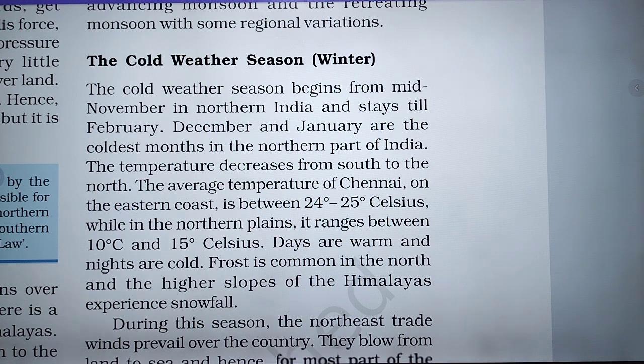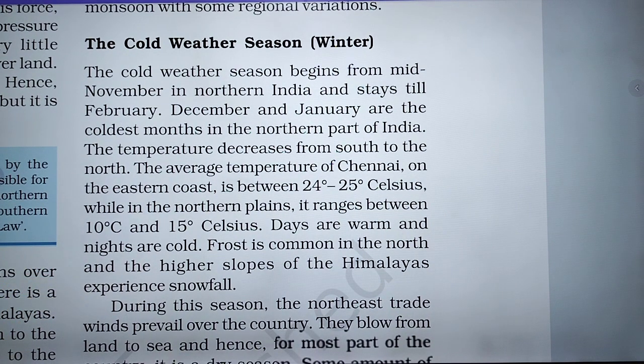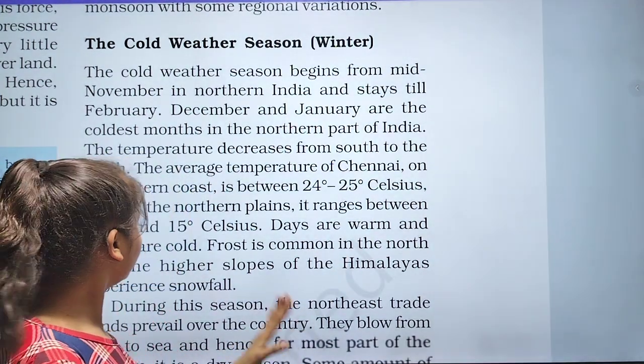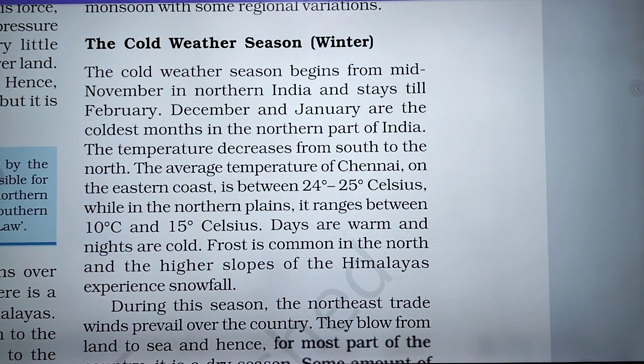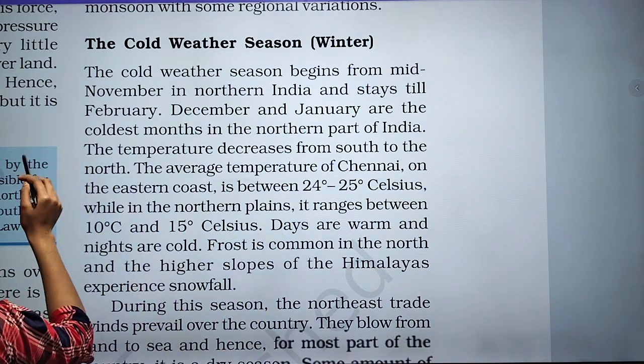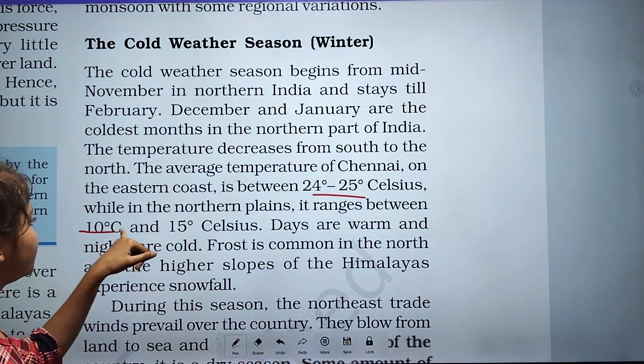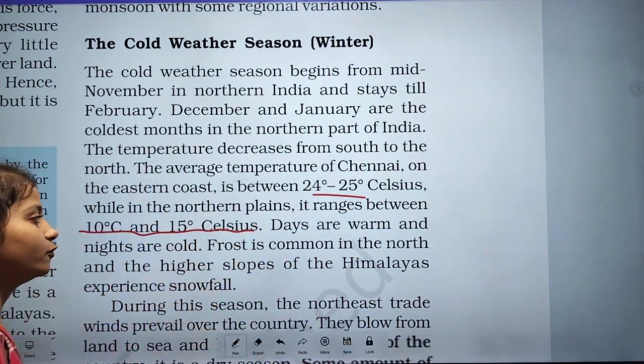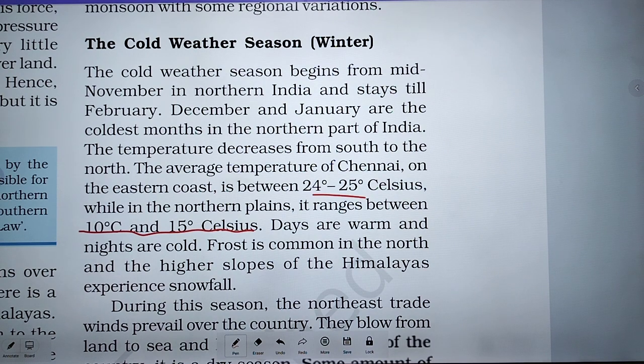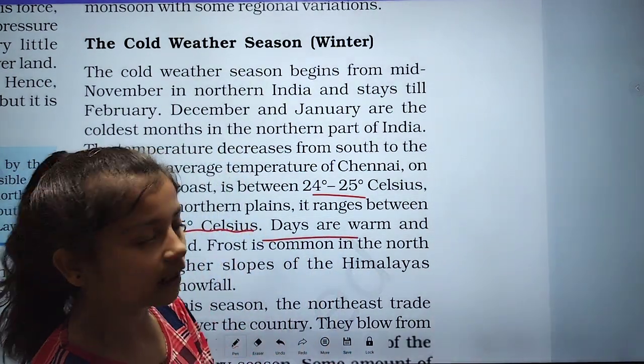The temperature decreases from south to north. The average temperature of Chennai on the eastern coast is between 24 degrees and 25 degrees Celsius, while in the northern plains there is a range between 10 degrees and 15 degrees Celsius. Days are warm but nights are cold.